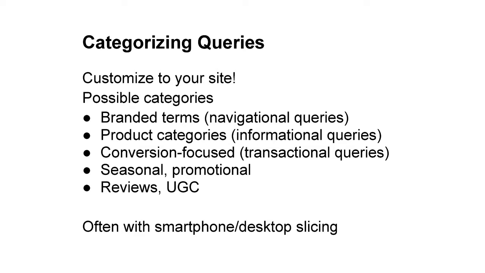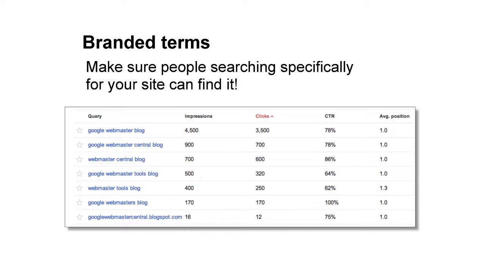With an understanding of impressions, clicks, and CTR, you'll likely want to start organizing your queries into categories that will simplify tracking them and making improvements. For example, for the Webmaster Central blog, I might want to break down our queries into branded terms that we definitely should rank for. These are often navigational queries of users looking for our site. Now I'll check my CTR for these queries to make sure users are able to reach my site.